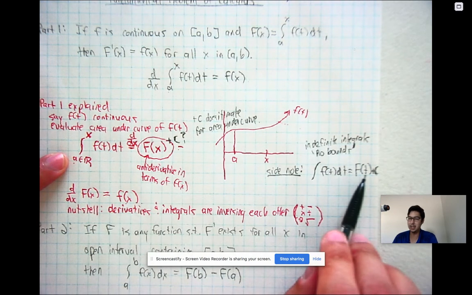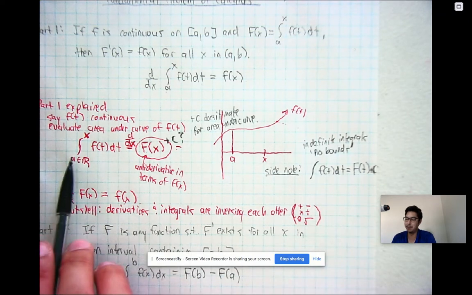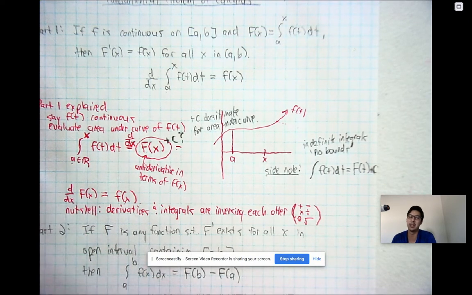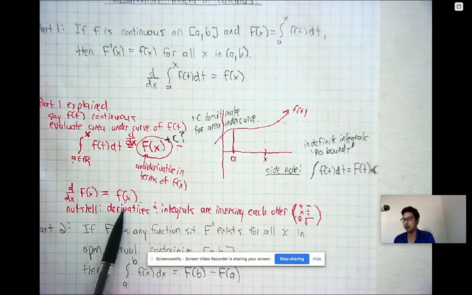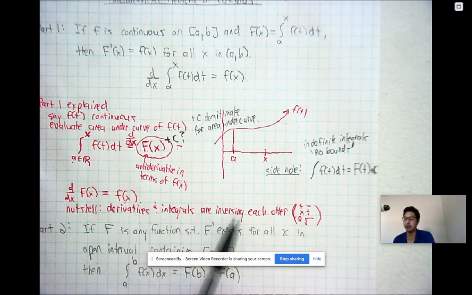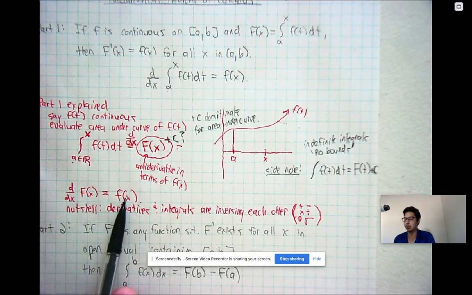But this meaning of antiderivative, when we talk about no bounds, is very different than when there's bounds, because bounds is now referring to an area under the curve. Okay. So part one, in a nutshell, is telling us the derivatives and integrals are inverses of each other. You can take the derivative of an antiderivative and get back to its function.